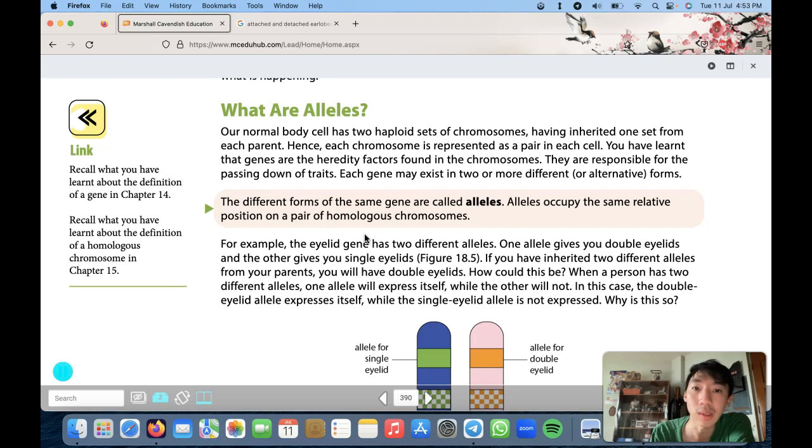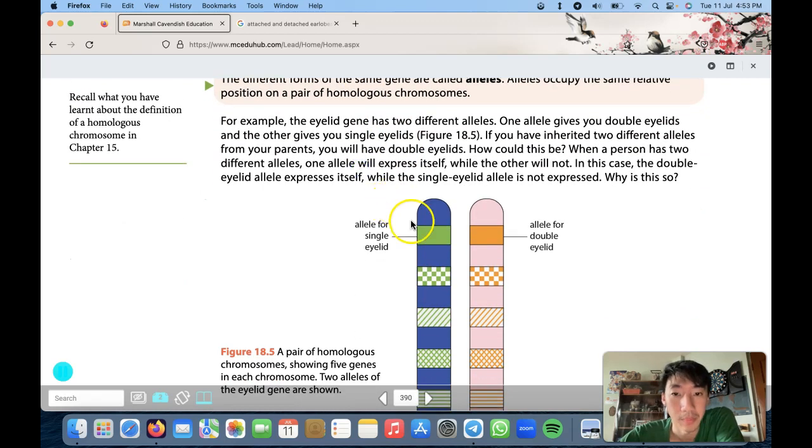Our body has two sets of chromosomes, one from each parent, and each chromosome is represented as a pair in every cell. Now we have learned that genes are the heredity factors found in chromosomes, and they are responsible for the passing down of traits. However, these genes can have different forms. Let's take a look at this example.